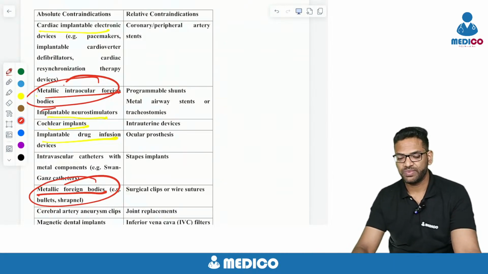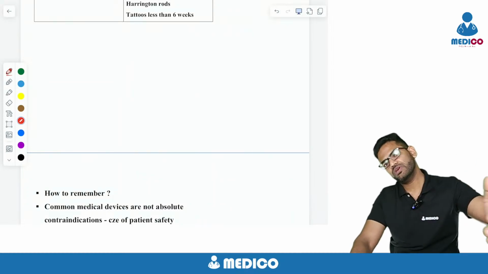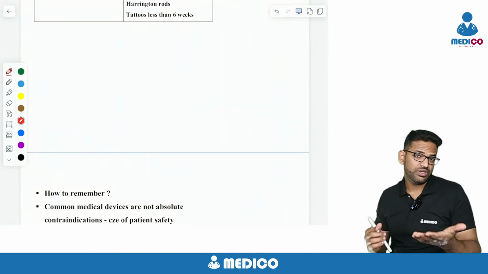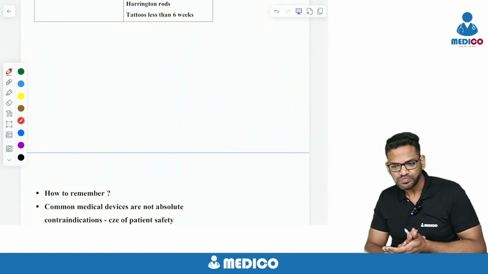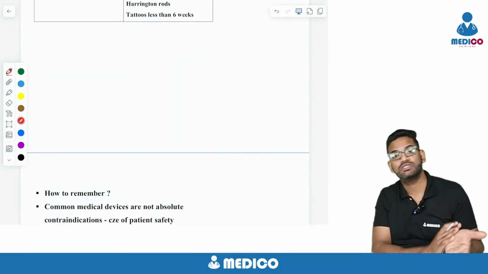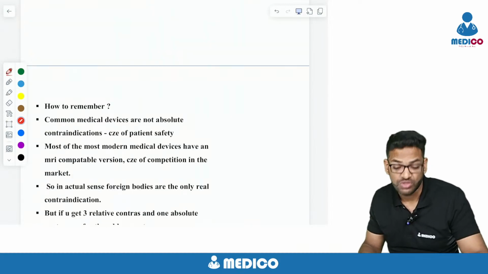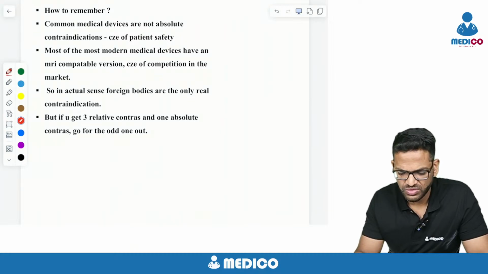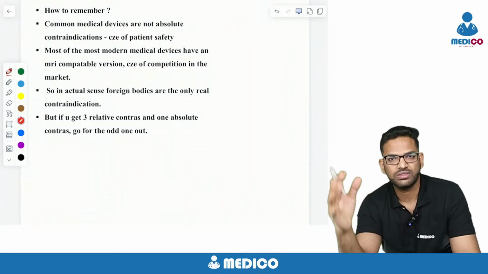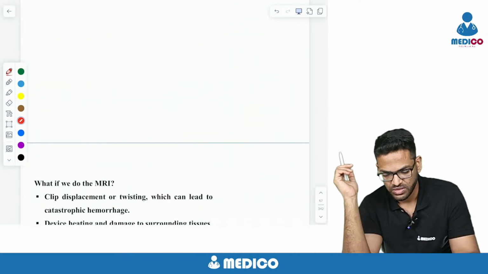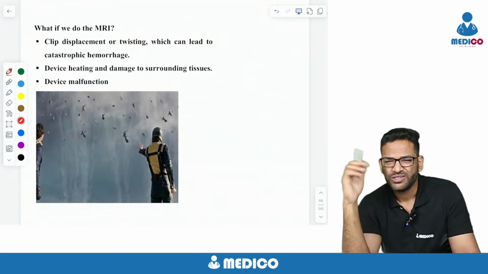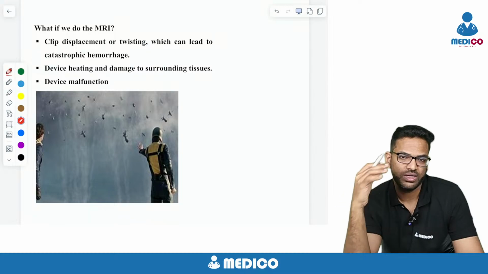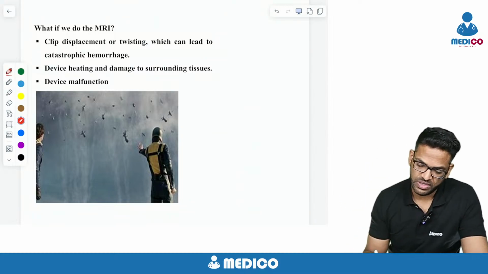So for practical purposes, when they call from the MRI room, they always ask for the discharge summary or the manufacturer's manual to see whether the stent is MR compatible or not. This is something I told you right now. Because of a lot of competition in the market for medical devices, they are all trying to make them MRI compatible. So what if you do the MRI? Say you take a risk, you don't know what it is, and you take an MRI. What happens?